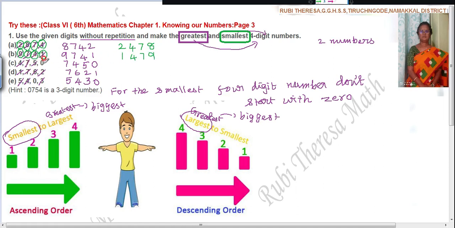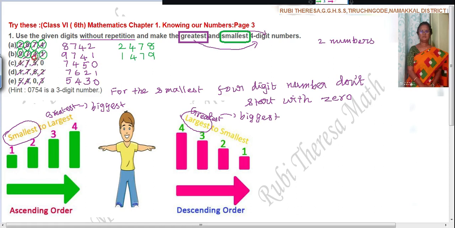Here you see 0, isn't it? You should not start with the number 0. Why? If you start a number with 0, then it will become a 3-digit number. But they are asking for 4-digit numbers. So you keep the 0 as it is. Next number you take. What is the next smallest? 0, just let it be.